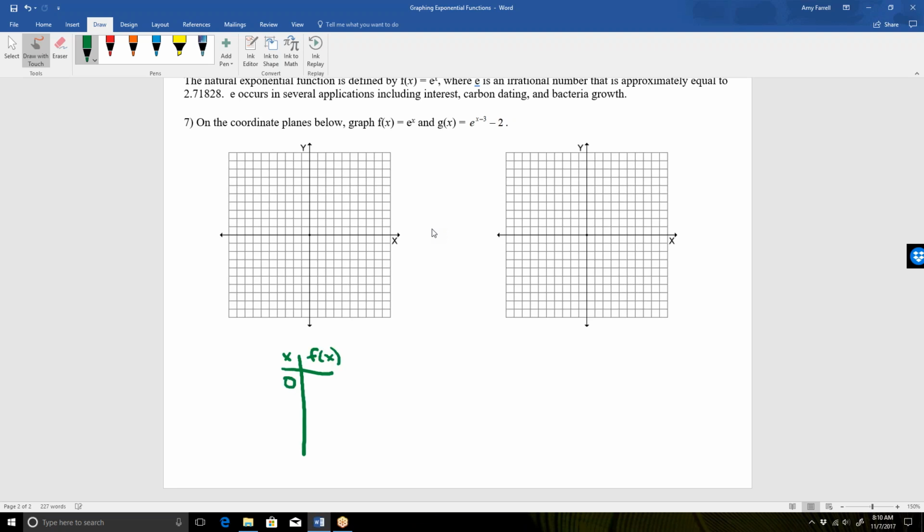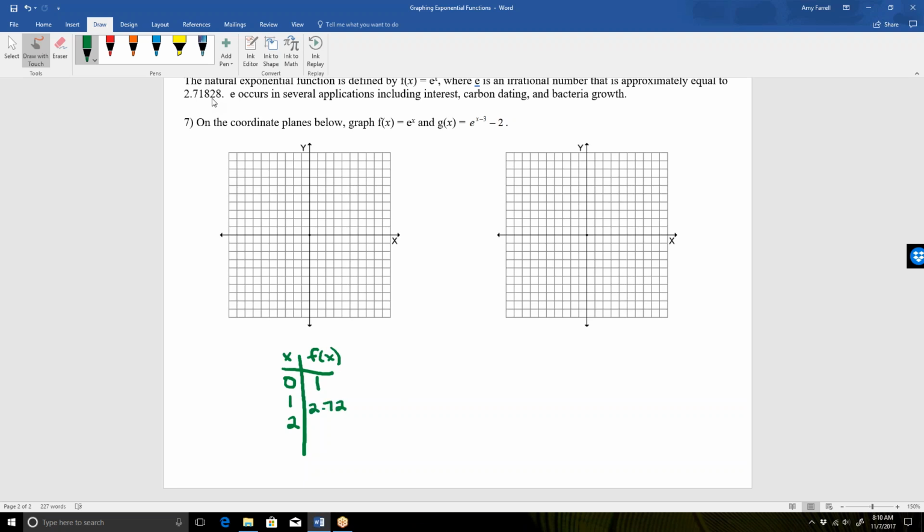And maybe I'll plug in 0, maybe 1, maybe 2. E to the 0 is 1. Anything to the 0 power is 1. Now e to the first, well, we can kind of cheat up here. We already know this is what e equals. So e to the first, what we'll say is about 2.72.